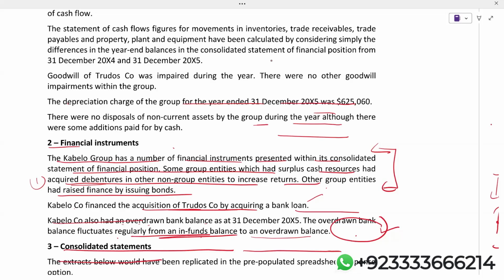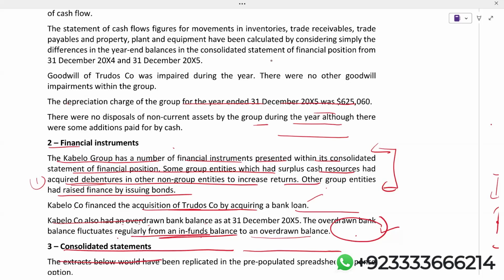But if whatever OD limit is given to the company, it is always used up to the entire limit, then we will say that the company is using OD as a long-term source of finance, and it will fall in financing activities. Otherwise, it is a part of cash and cash equivalent.